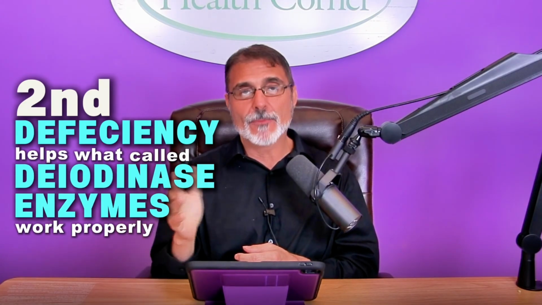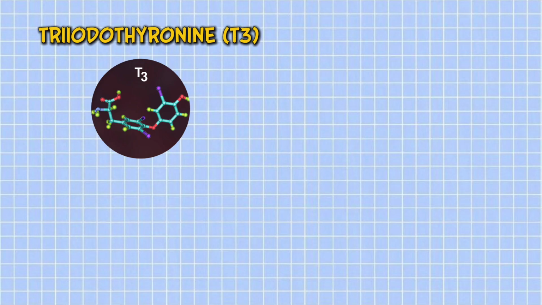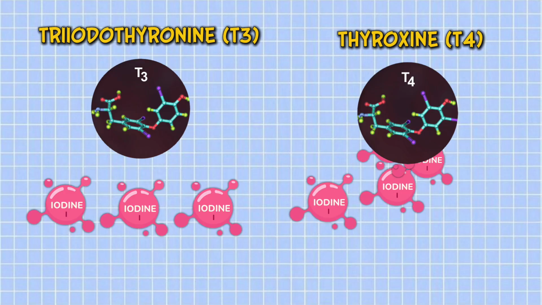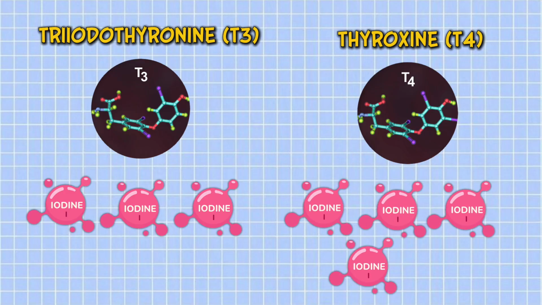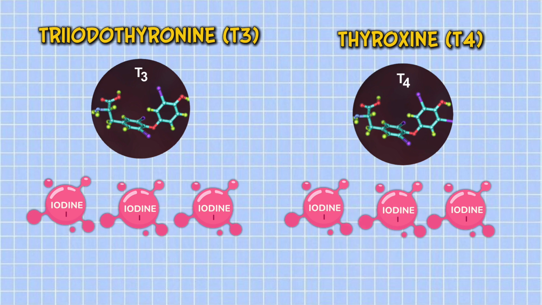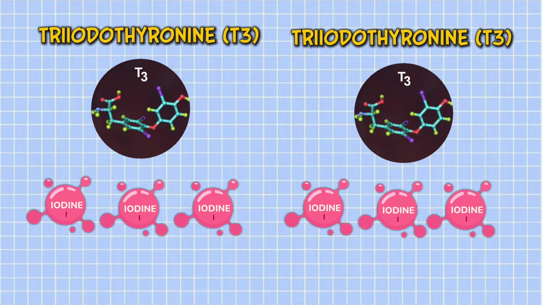Okay, this second deficiency helps what are called your deiodinase enzymes work properly. So T3, triiodothyronine, has 3 iodine atoms. T4 has 4 iodine atoms. T3 has 3 iodine atoms. There's a group of enzymes, there's 2 actually, deiodinase enzymes or D-iodine enzymes. What they do is they remove one of the iodine atoms from T4 to make it T3. Why is that so important? Well, it's because T3 is like 1,000,000,000 times more active in your body. Not really 1,000,000,000, but it's a lot more active in your body than T4.